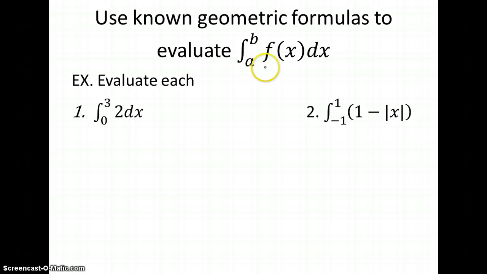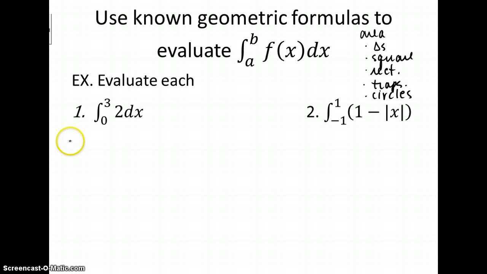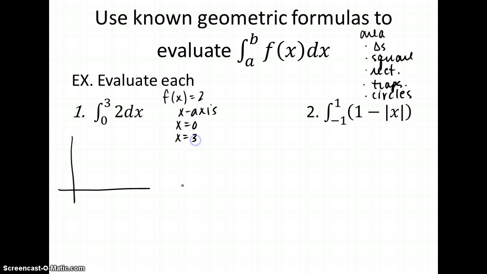So to evaluate a definite integral, we need to use known geometric formulas. So we know area: triangles, squares, rectangles, trapezoids, circles. Any one of these can be used, but how are we going to determine what to use? Set up a graph. What does the definite integral represent? Being able to identify all these things from the definite integral.